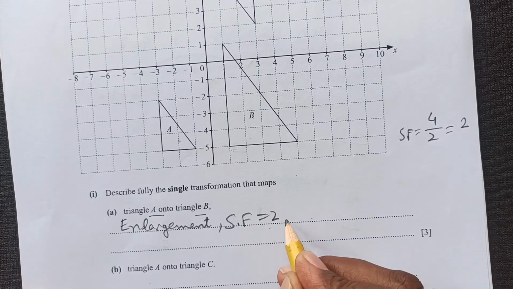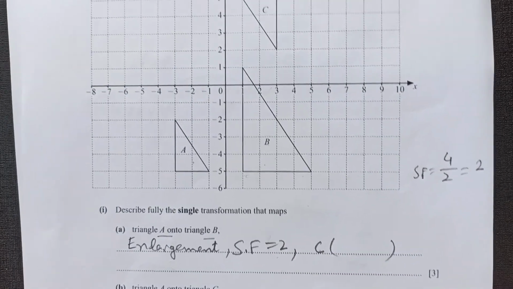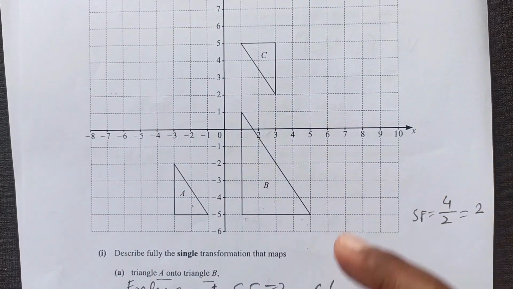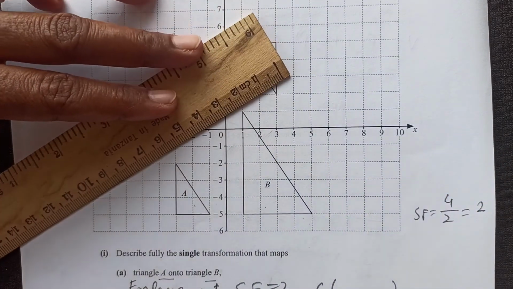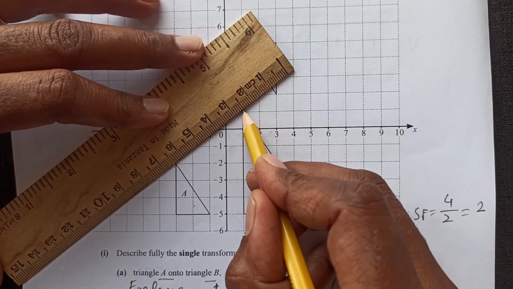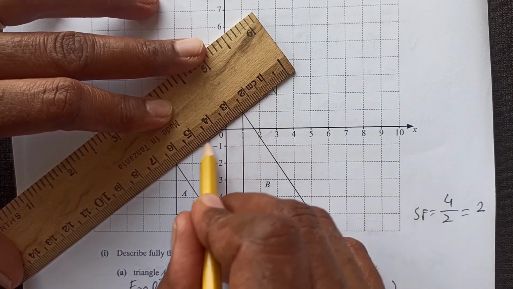Scale factor is 2. And then we need the center, so the coordinates of the center. We can again use tracing paper for that, or you can directly use a ruler. So join the vertices to get the center. Let's see where you have to be very careful for this one.